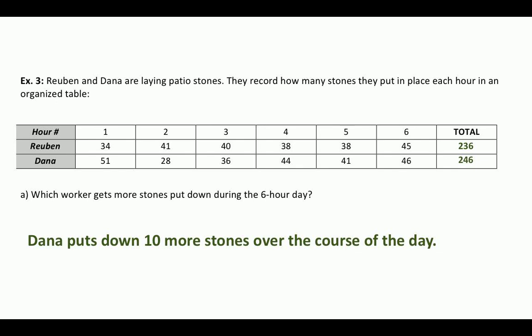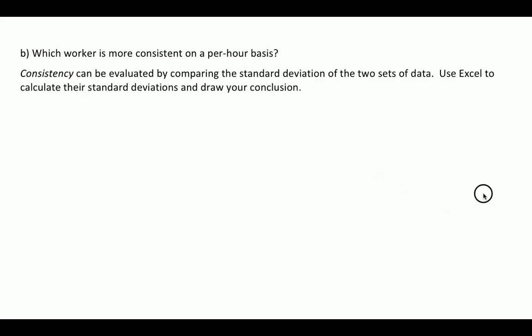Now, if you had to choose between hiring Ruben or hiring Dana, is that enough information to go by? Just the fact that she was able to lay 10 more stones. Some people might say yes, but I wonder about their consistency. Maybe we can use standard deviation to find out. Because if Dana lays 246 stones in 2 hours and then for the rest of the day she goes and sleeps, she might not be the person for the job. That's not quite the case because we can see the data here, but we could certainly imagine a case where that might happen.